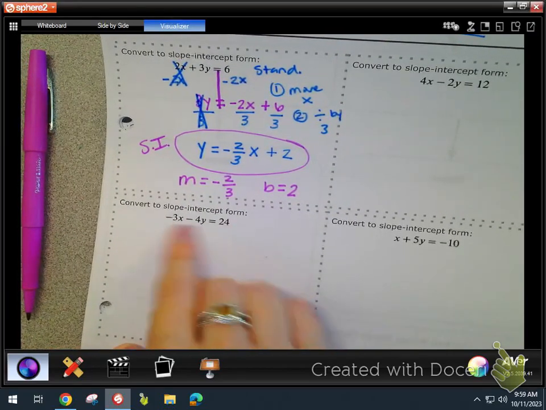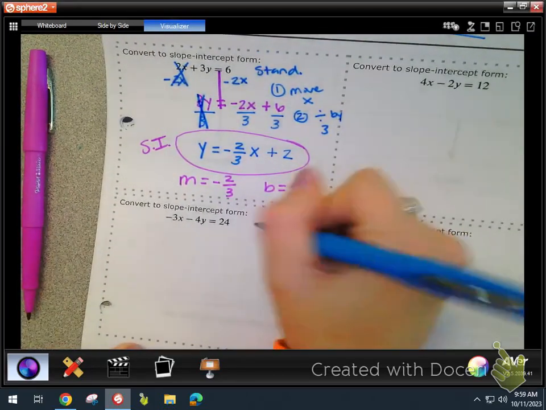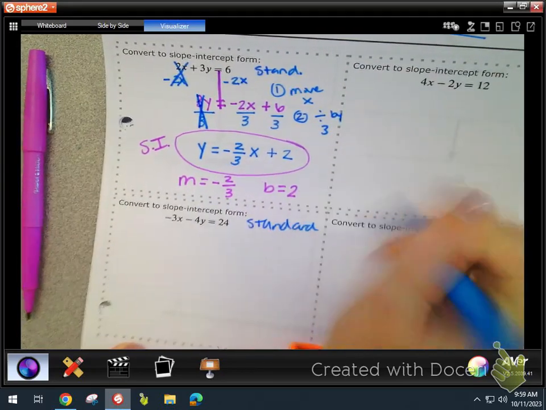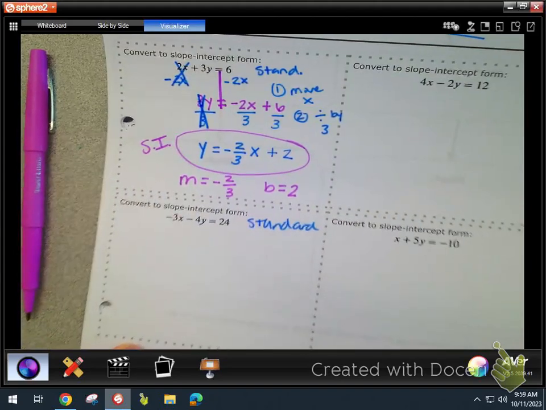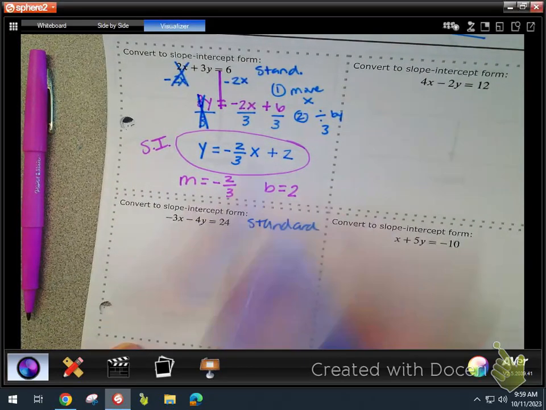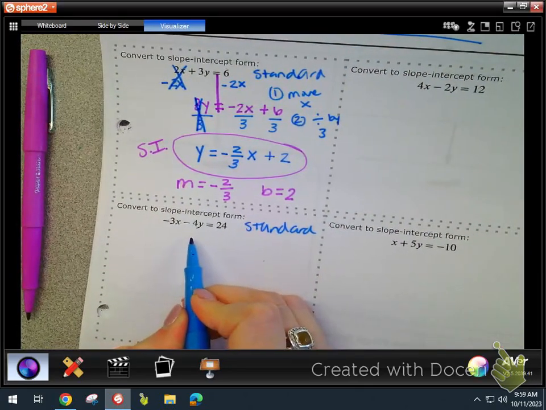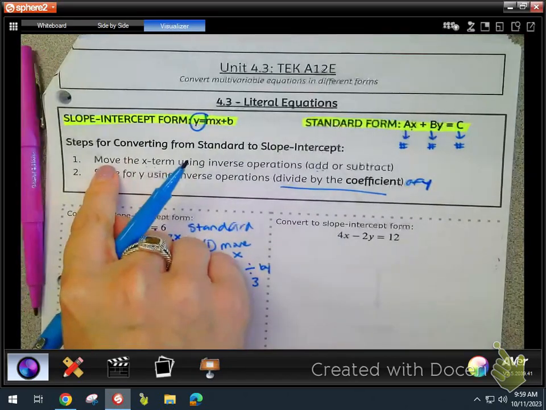How do I know this is in standard form? Other than the fact that this is what it is on the whole page. Because there's an x and a y after each number on the same side. That's kind of the giveaway. X and y are on the same side. Okay? 2 steps. Step number 1, what are we going to do?